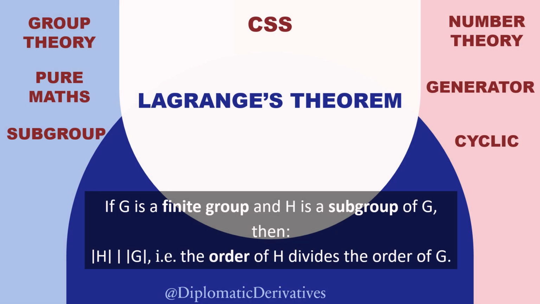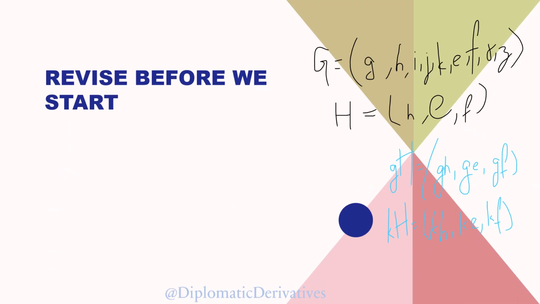In today's episode, in pure mathematics, specifically group theory, we are touching a theorem that is Lagrange's theorem. Now, what does this theorem say? If G is a finite group and H is a subgroup of G, then the order of H divides the order of G. First, we'll try to understand what the statement itself means, and then we'll move on to the main theorem. So let's see what this is.